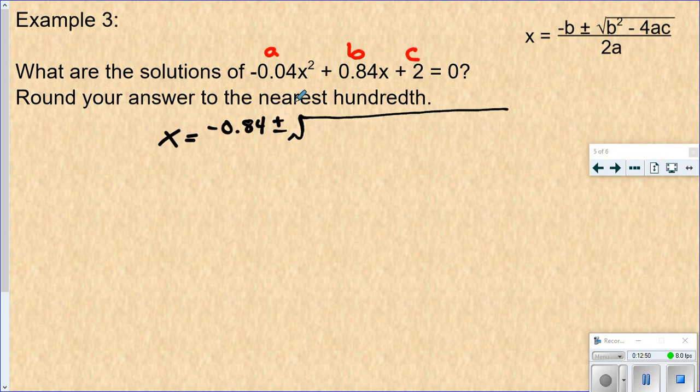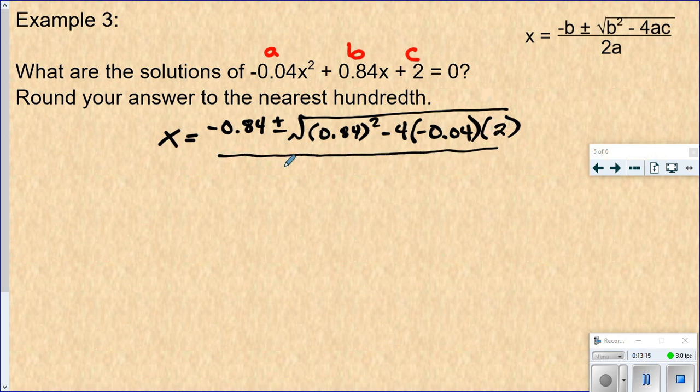So it's going to be pretty long. The square root of b squared, so 8400ths squared, minus 4 times the a value, which is -400ths, times the c value, which is 2. And then that whole thing is divided by 2 times a, so that's 2 times -0.044400ths. And same as before, hopefully you're using a calculator to do this, because otherwise this would not be fun at all. So we're going to do the same thing. We're going to do 2 dots on this.